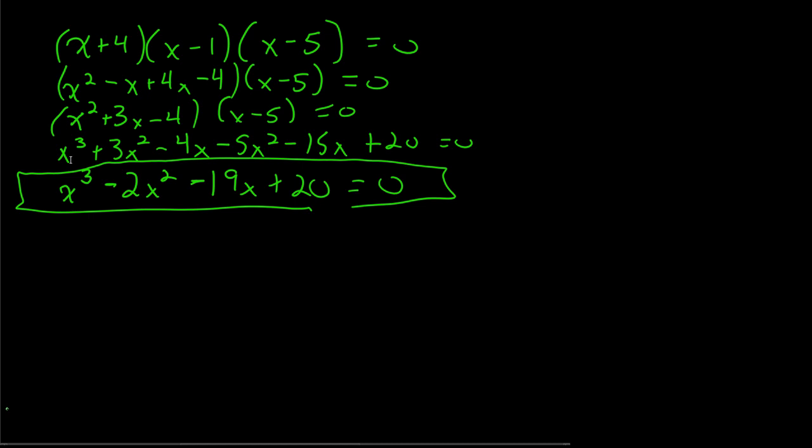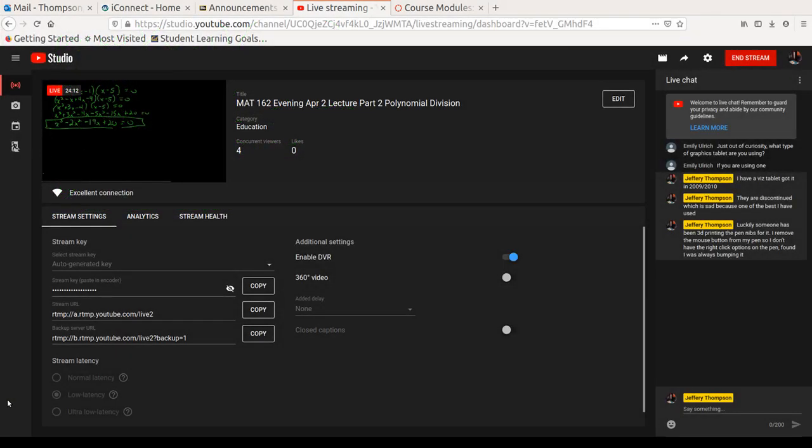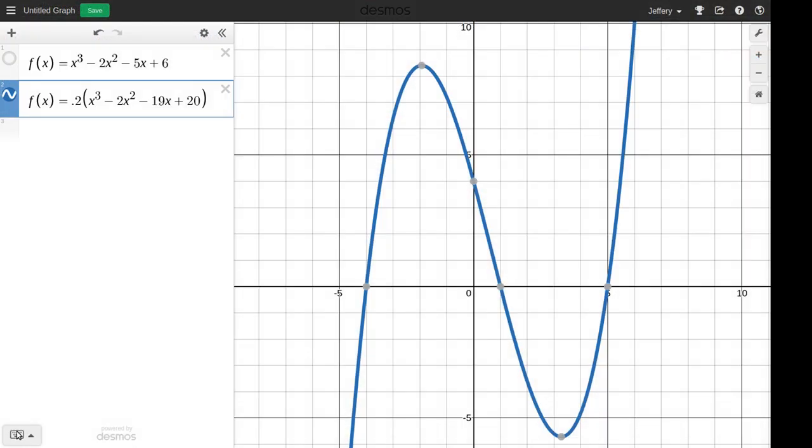Alright, I'm putting this into Desmos here, and I'll show you in a second. If I switch over to Desmos. Oops. Here is Desmos. And notice that I got the roots that I wanted. Negative 4, 1, and 5.